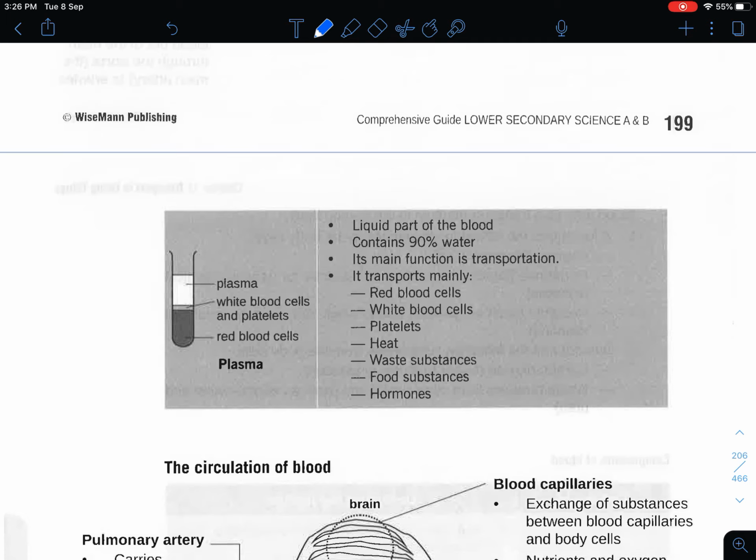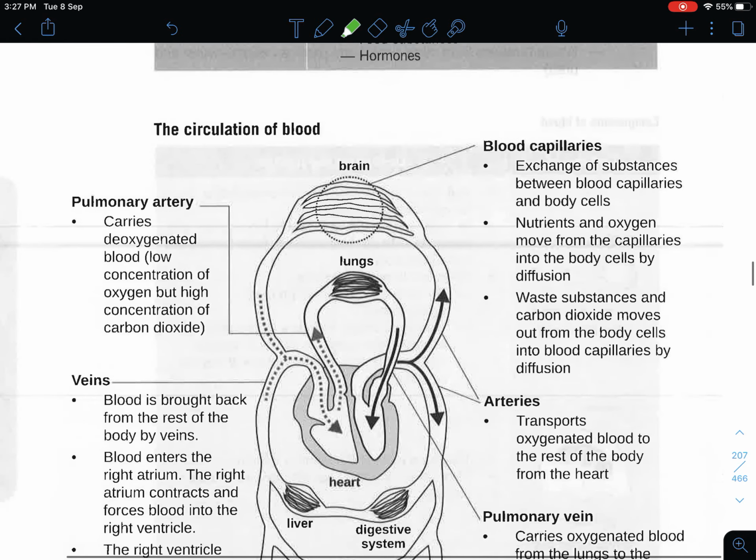So all these together will make up one portion called the plasma, which is the liquid part of the blood, and generally it is the main mode of transportation. So what does it transport? All your blood cells, your plasma, even heat, to carry heat around to keep you warm, to remove any form of waste materials like your carbon dioxide, urea, food substances like nutrients, your glucose, amino acid, and of course your hormones.